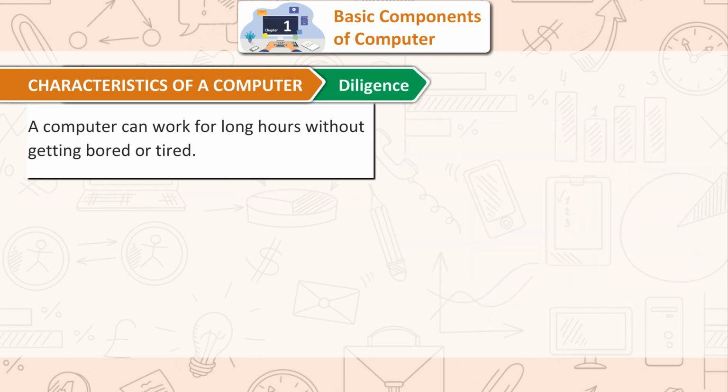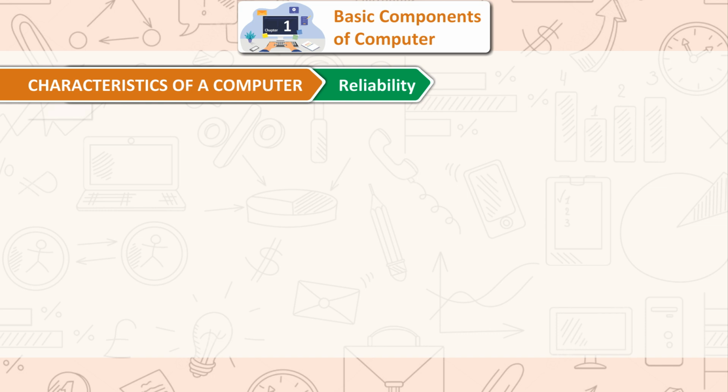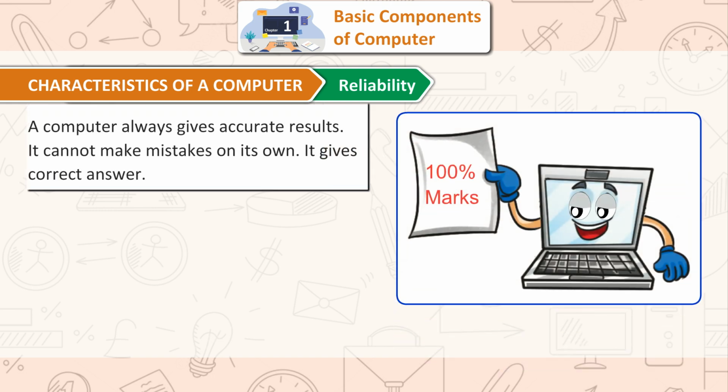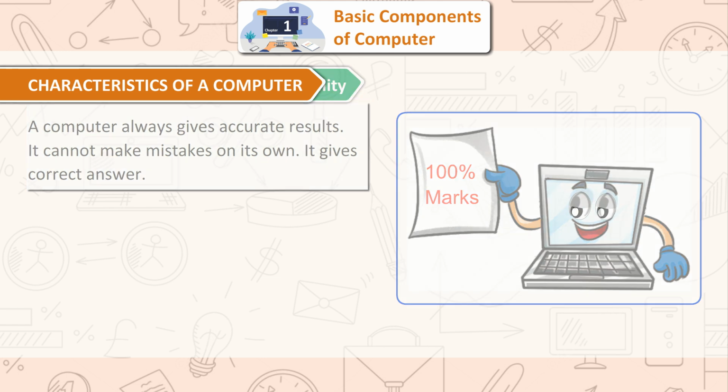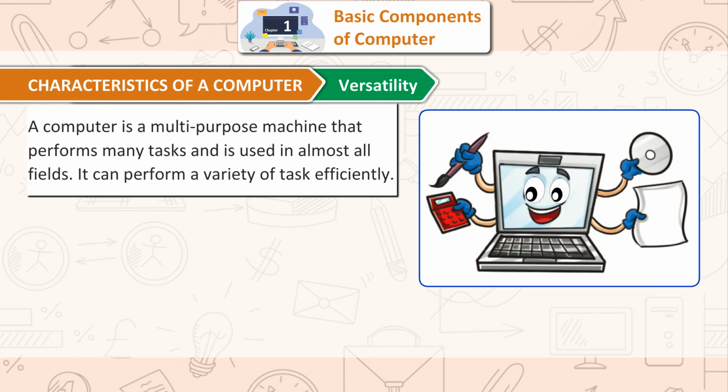Diligence. A computer can work for long hours without getting bored or tired. Reliability. A computer always gives accurate results. It cannot make mistakes on its own. It gives correct answer. Versatility. A computer is a multi-purpose machine that performs many tasks and is used in almost all fields. It can perform a variety of tasks efficiently.